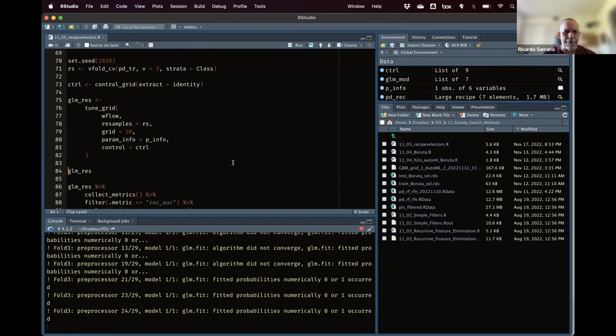Model processing music. Mm-hmm. Not sure what genre that would be.